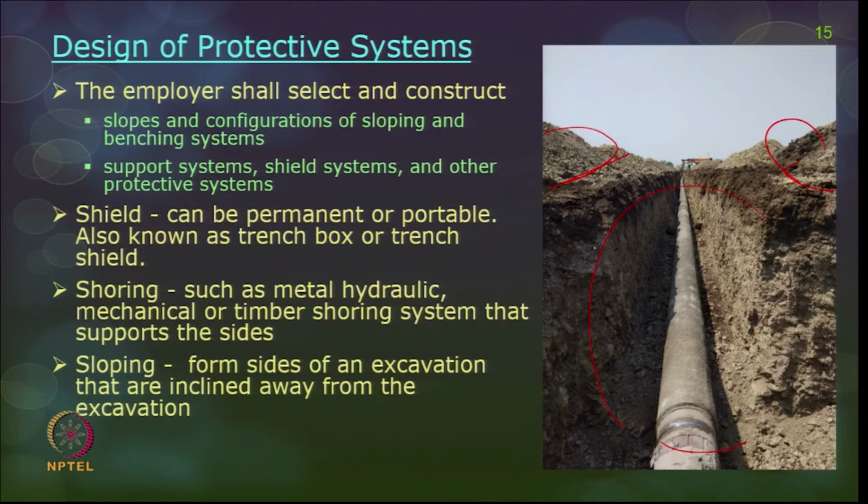So, the employer shall select and construct the slopes and configurations for sloping and benching systems. We will discuss what a sloping and benching system is, for which you should know the types of soil, and accordingly we have to understand the sloping and benching system. Sloping and benching are called natural ways of safeguarding the earth, and the artificial way of safeguarding the earth is either through shores or through shields. Shores are panels or supports you keep onto the sides all along the cut earth to prevent the collapse.